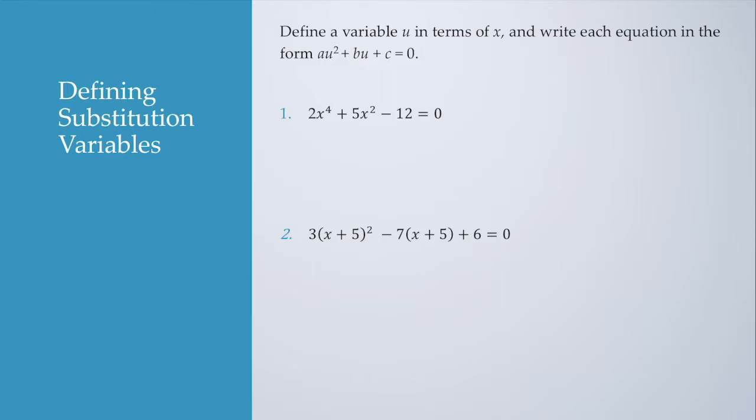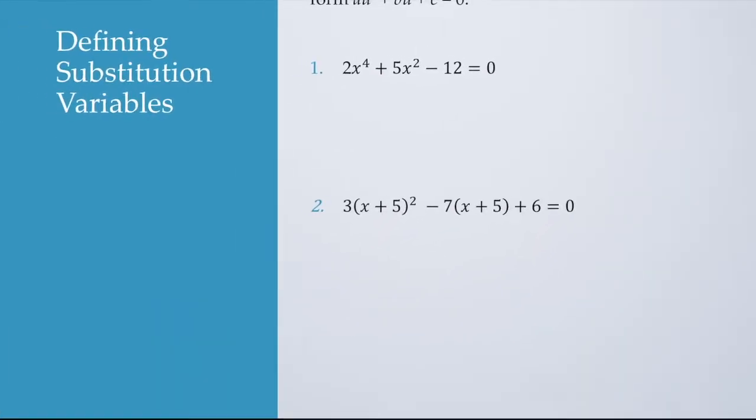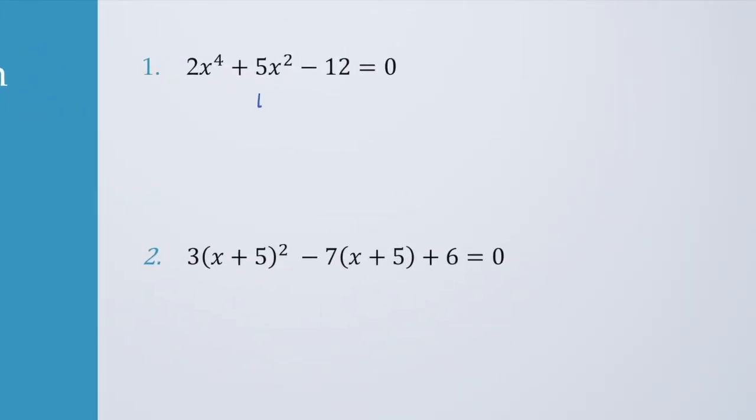So if I have 2x to the fourth plus 5x squared minus 12 is 0, we want to define a variable u in terms of x so that it's of the form au squared plus bu plus c is 0. So if I have 2x to the fourth plus 5x squared minus 12, I could let my u equal x squared. So typically you want to look at that middle term, that b term. If I let u equal x squared, I could rewrite 2x to the fourth as 2 times x squared squared, because that would give me 2x to the fourth.